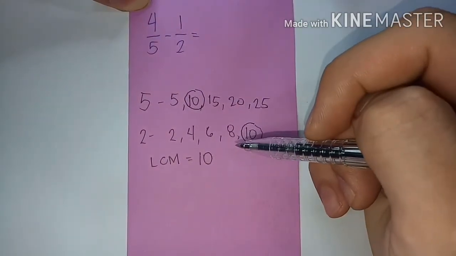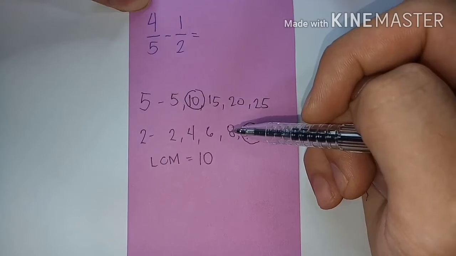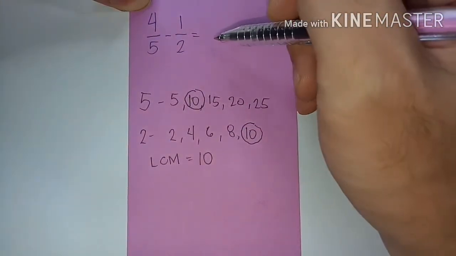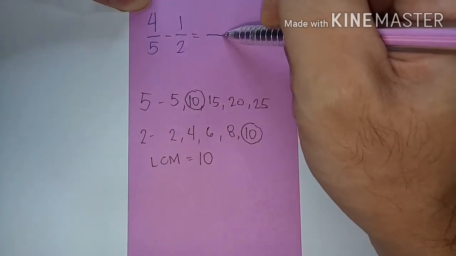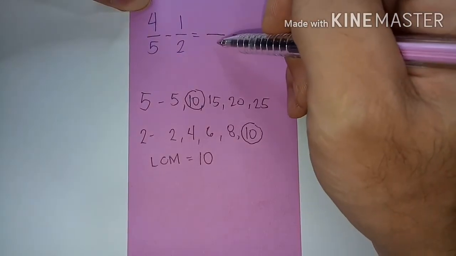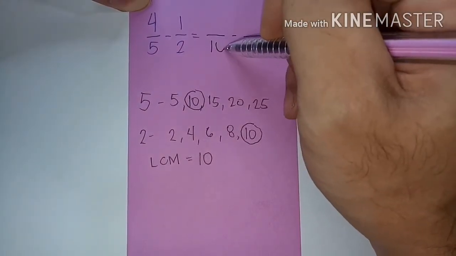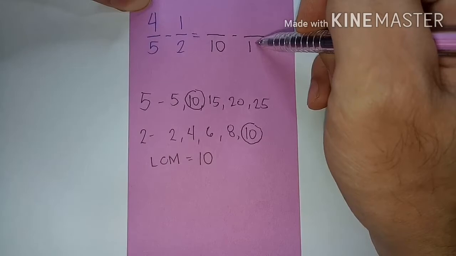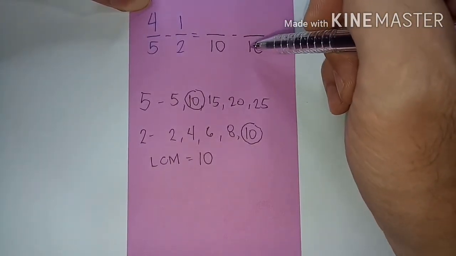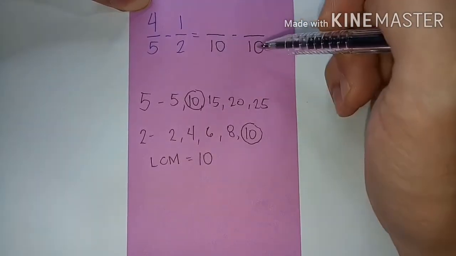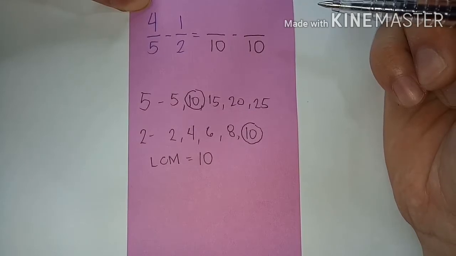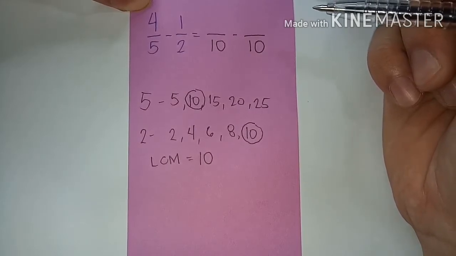At yung LCM, siya na ngayon yung gagawin nating LCD or least common denominator. 10 na ang magiging denominator nung bagong fractions na gagawin natin. So, susulat natin, ito yung dalawang fraction bar nung dalawang fraction. Isusulat natin yung LCM or LCD na 10. So, yung magiging bagong denominator ng ating mga bagong fraction, kasi ginagawa natin silang mga similar fraction, ay 10. So, meron na tayong denominators. Hahanapin naman natin ngayon ang kanilang mga numerators.